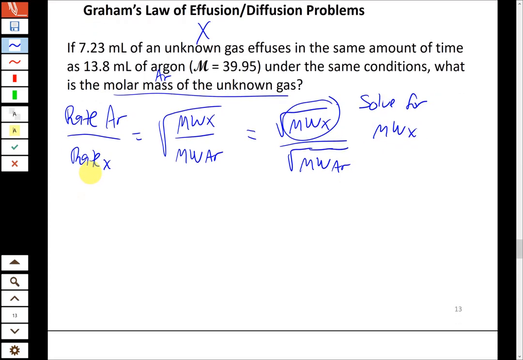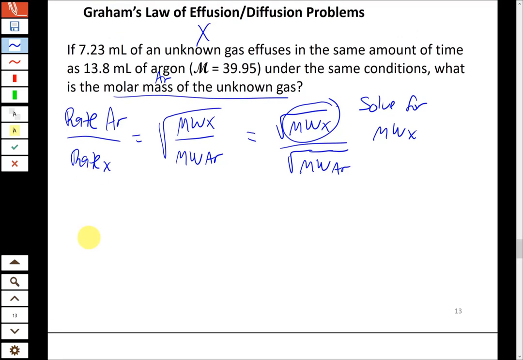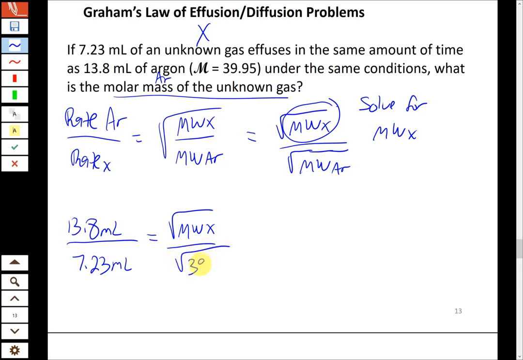All right, and so we can just start putting the numbers in to solve this equation. So the rate of argon is proportional to the amount that diffuses out. So for argon, it's going to be 13.8 milliliters, which is how much gas is leaking out in a certain period of time, and that's proportional to the rate that it leaks out. For the other gas, it's 7.23, and that's going to be equal to the square root of the molar mass of X divided by the square root of the molar mass of argon, which is 39.95.